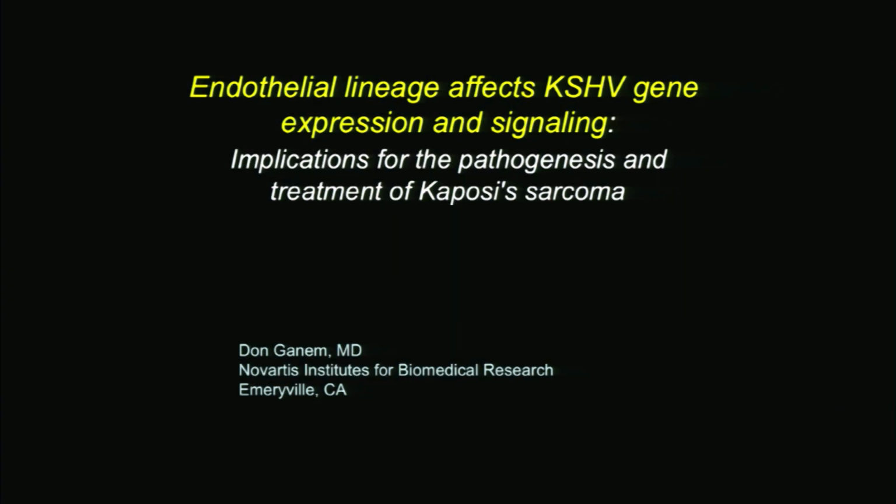So I want to tell you a little bit today about work that's been going on in my lab over the last few years on the influence of the cell lineage on the outcome of a herpes viral infection. In particular, on how lineage affects the genetic program of the virus, how that change in the genetic program is manifested as a difference in signaling, and how that signaling difference turns into something that has pathogenetic consequences and may even have therapeutic consequences.